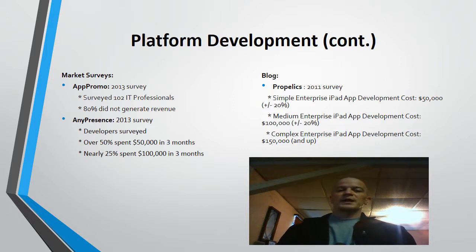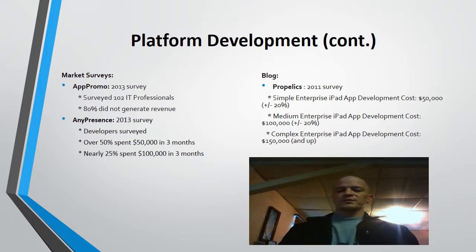I also found a blog by developer Propolix. In 2011, they found that there are 3 levels of complexity in enterprising an application. According to these 3 levels, they come out to different price ranges. A simple enterprise iPad application would cost $50,000 plus or minus 20%. A medium would be $100,000 plus or minus 20%. Then you would have a complex, which would be $150,000 and up.